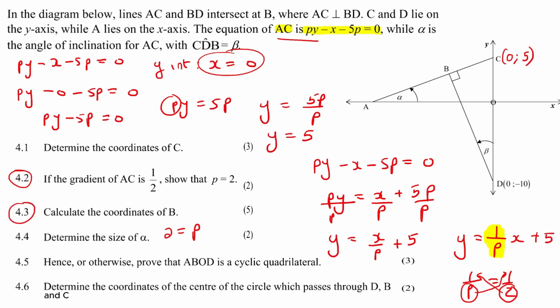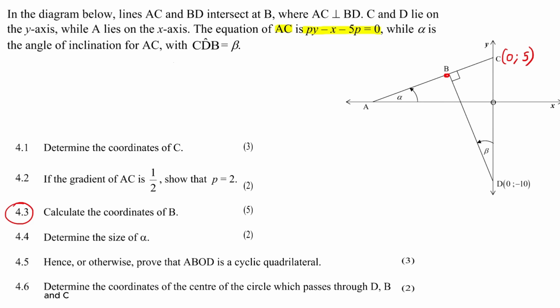Now this question, for 5 marks, calculate the coordinates of B. Now B is the place where this line and this line intersect. So we already have this line's equation. Let's quickly go write it out nicely.